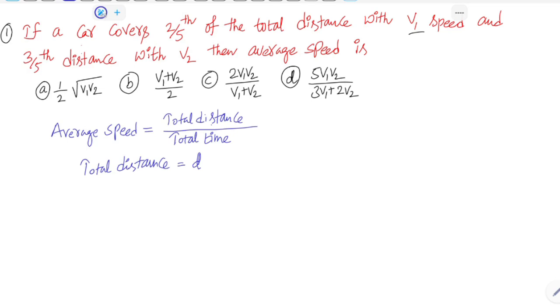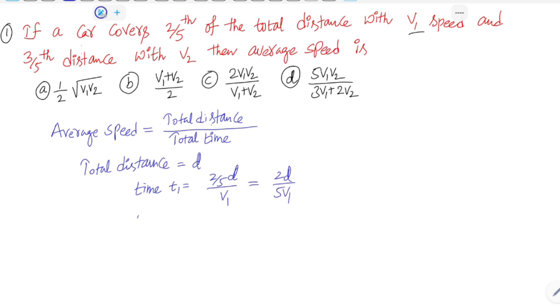As we know that speed is equal to distance by time. So time T1 is equal to distance by speed. What is the first distance? 2/5 of the total distance. Here I assumed a total distance as d. Therefore, I am considering 2/5 of the total distance as 2 by 5 d. And it is covered with a speed of v1. Hence, it can be written as 2d by 5v1.